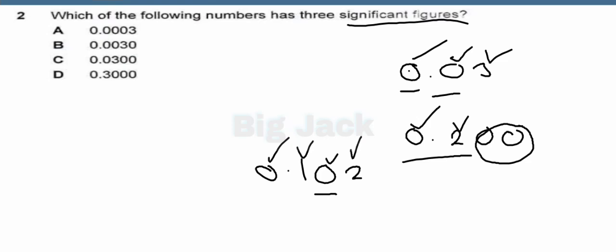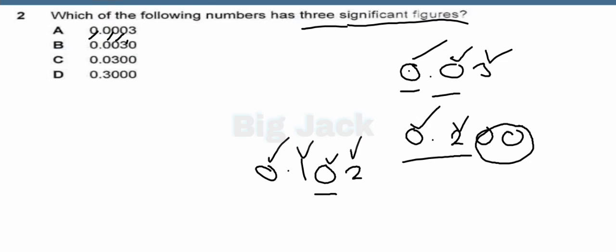Now, this question is asking us to find the number which has 3 significant figures. If we look at the first one, option A, how many significant figures does option A have? It has 5 significant figures, because zeros on the left hand side, we consider them to be significant figures. Then option B, how many significant figures do we have here? We have 1, 2, 3, 4. So we have 4 significant figures.